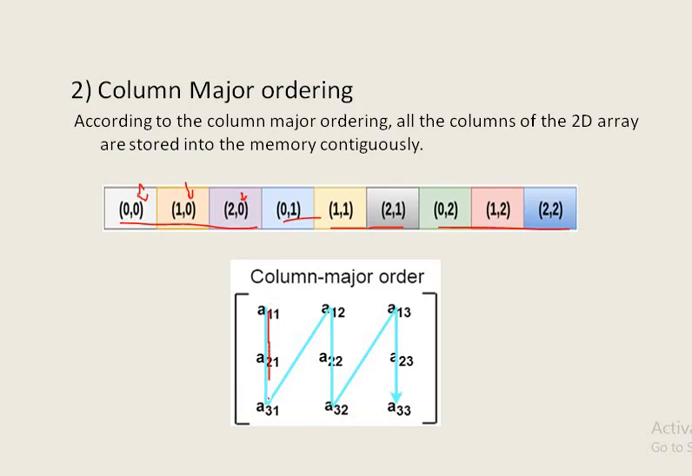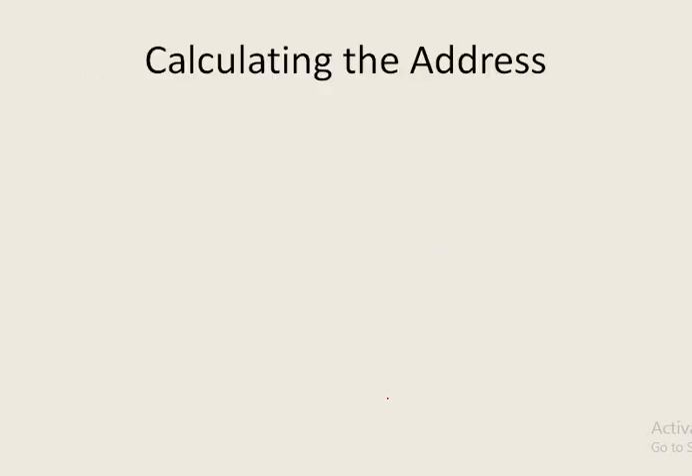So this is how it appears. The first column elements will be stored, then following that the second column elements will be stored, and following that the third column elements will be stored. So this is the column major ordering. The memory representation of a two-dimensional array can be done either in row major ordering or in column major ordering.